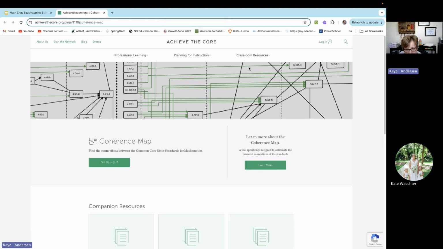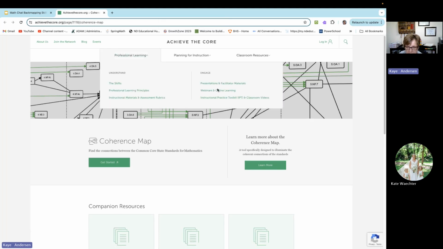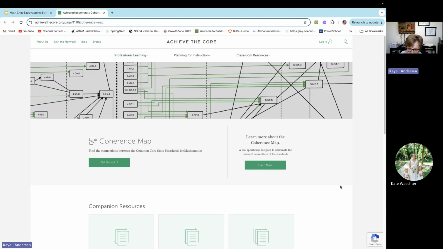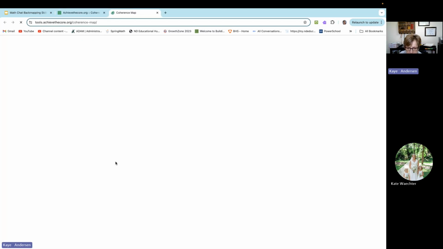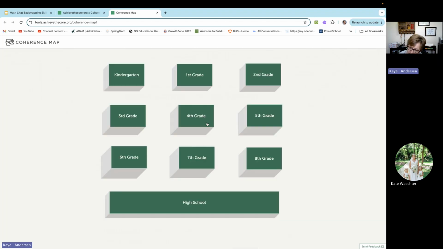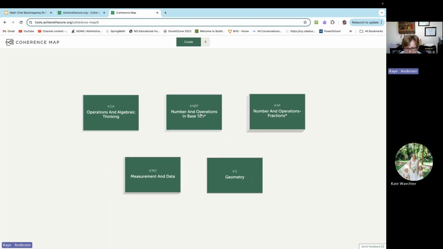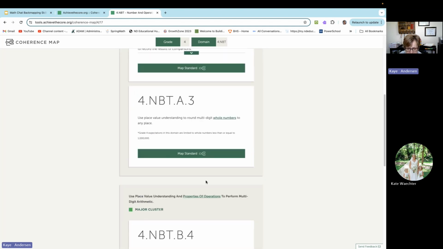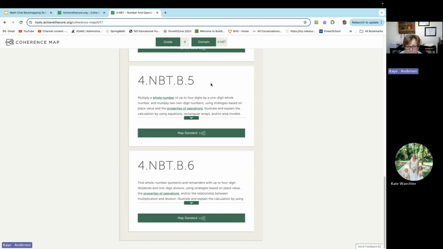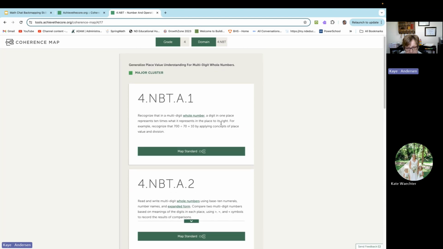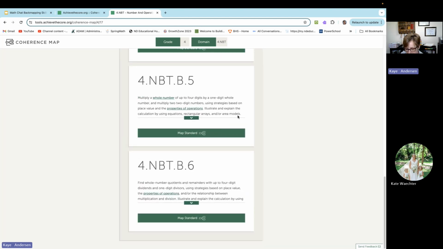If I go to the site Achieve the Core Coherence Map, the link is in the PDF, but you can also just type that into the browser and go into coherence mapping. I'm going to get started because I've already worked through the background information that they will give you if you want it. I'm going to go to the standard that we've been talking about, 4th grade Number and Operations, NBT standard 5. The great news is it shows up, because they only list in here the standards that they feel are absolutely necessary for success in algebra.